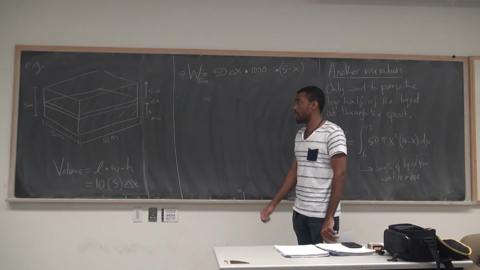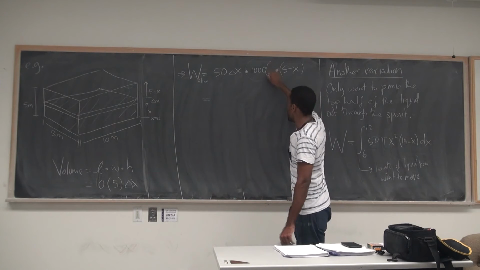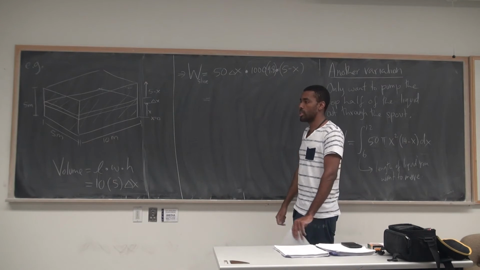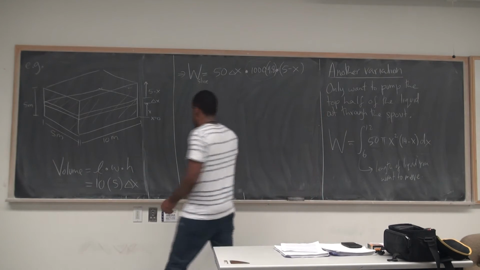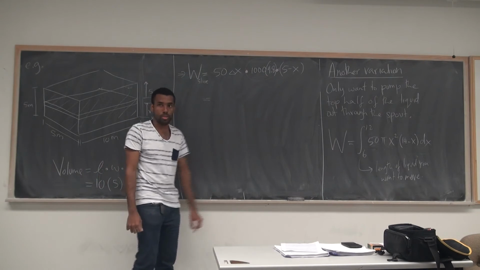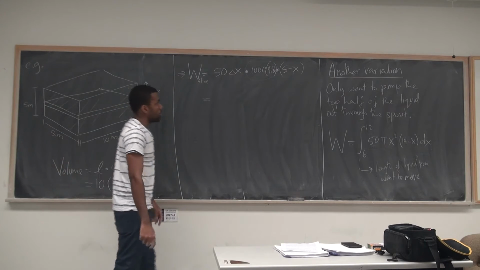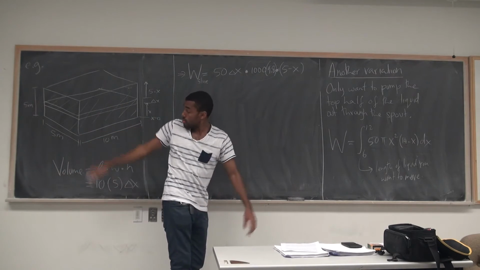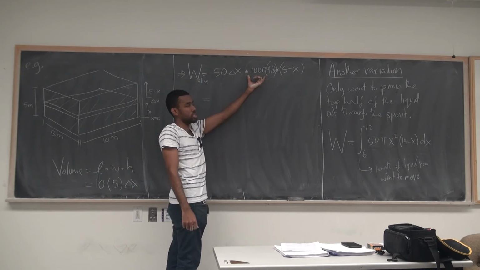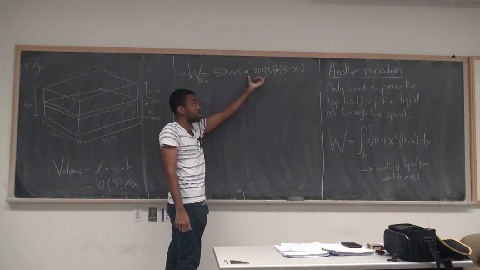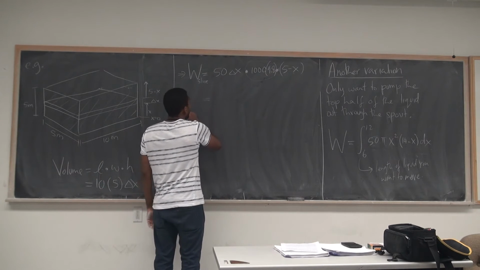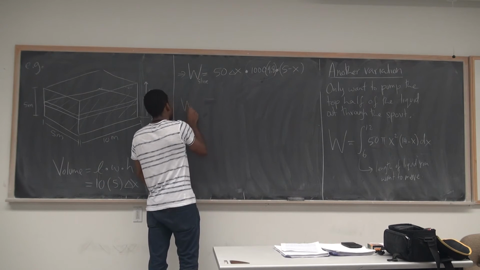Multiply by gravity. 9.8. Why would I multiply by 9.8? Because I'm using kilograms and meters. 9.8 is meters per second squared. If I was using feet, I would multiply by 32. So 9.8, because I'm doing everything in metric units here. I have to put that 9.8 there because this 1,000 is not a force. That's a mass, which means to get the force, I need to multiply by gravity. Mass times acceleration, Newton's second law. Okay, so now that's the work to move one slice.